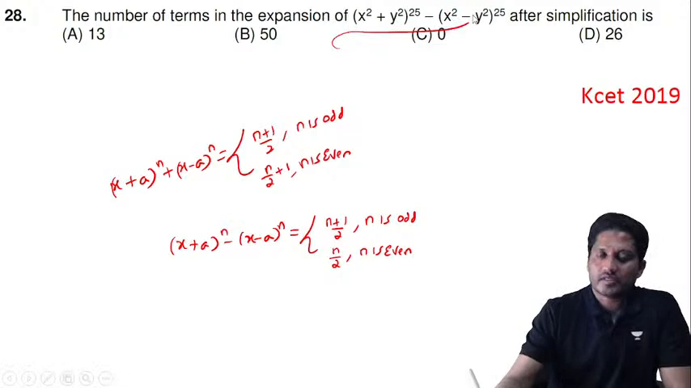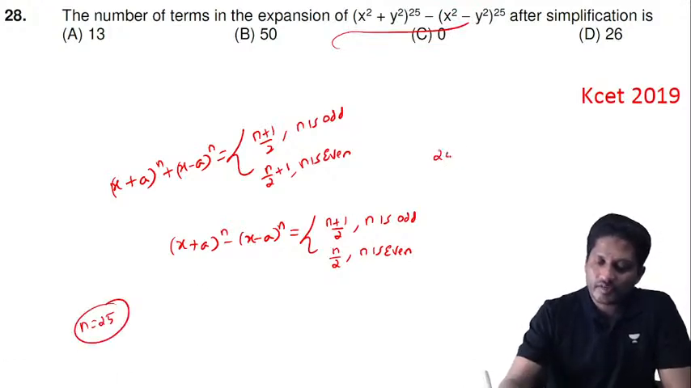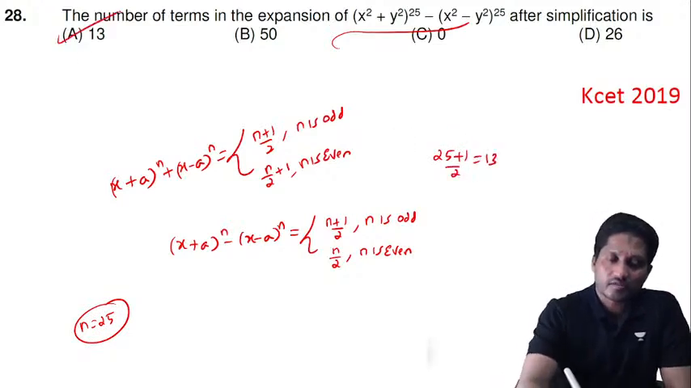Okay, so n is equal to 25, which is odd. So this is (25 plus 1) by 2, which is equal to 13. Answer is option A.